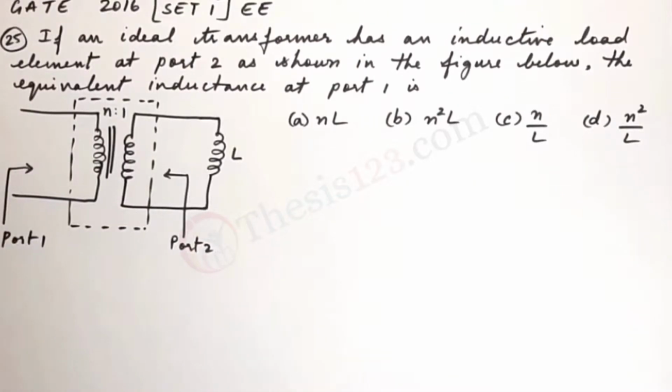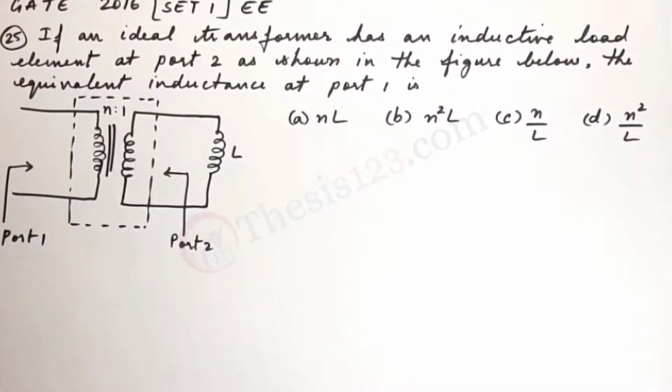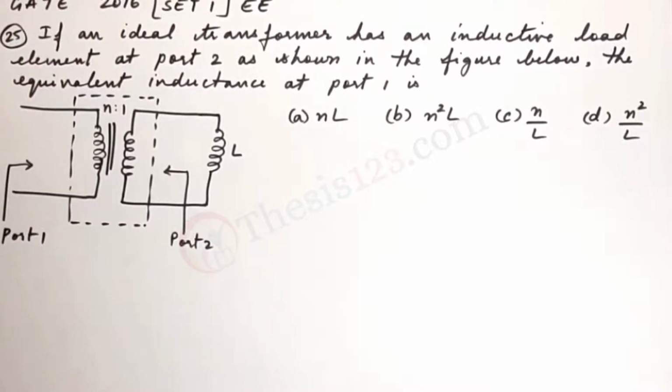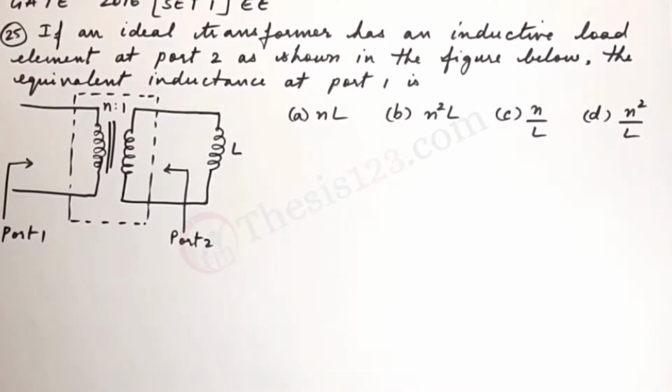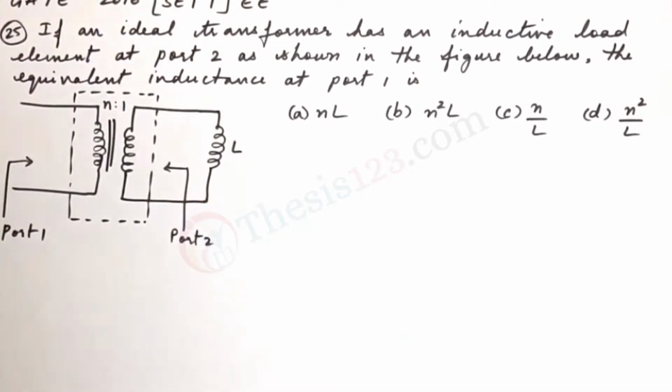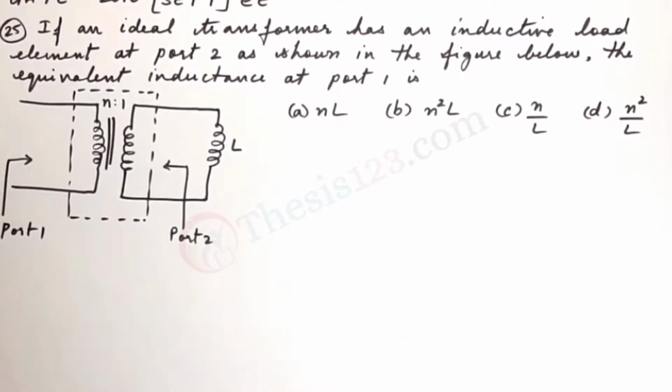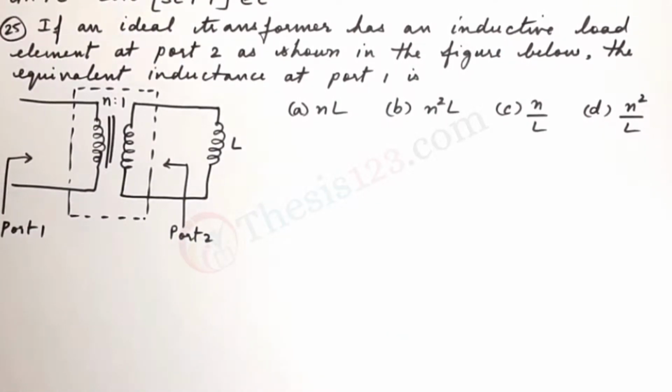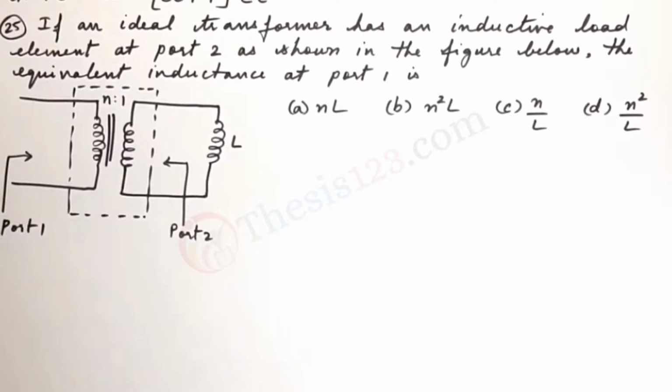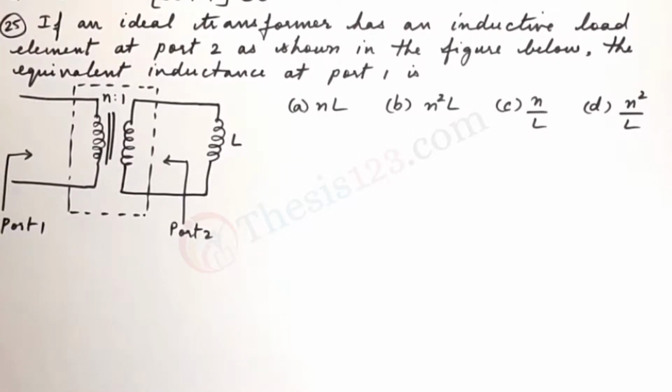Next question, number 25. If an ideal transformer has an inductive load element at port 2, as shown in the figure below, the equivalent inductance at port 1 is. Okay, so here we are asked to find out the equivalent inductance at port 1.